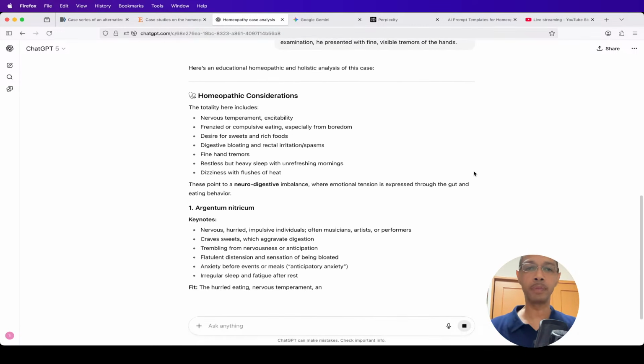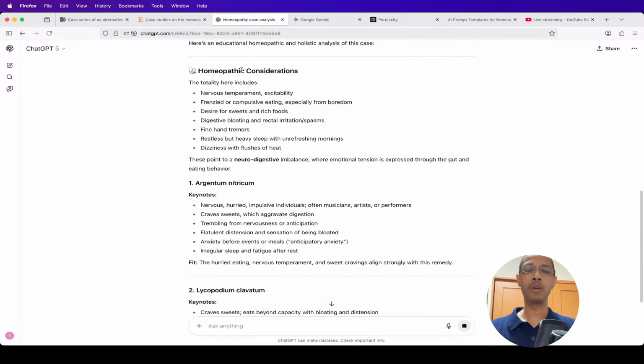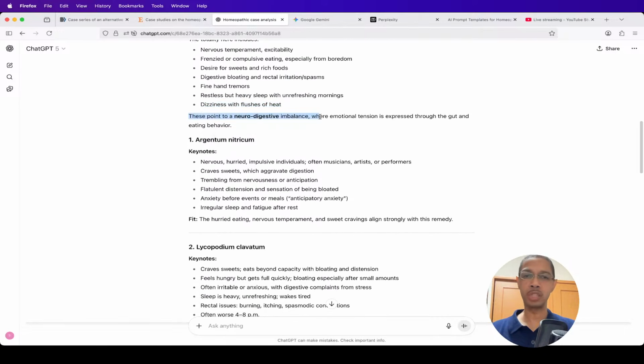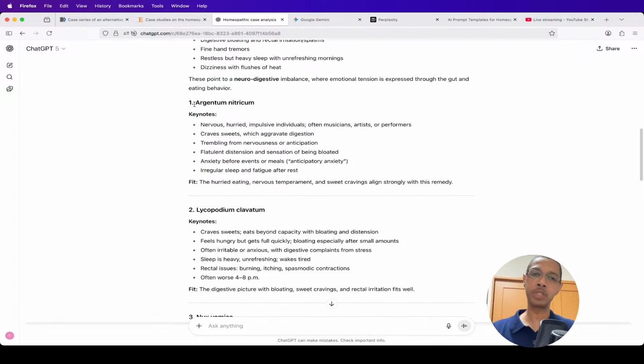And so here we go. So homeopathic considerations, it's giving some of the points, and you see it's pulled out the points from the case. Nervous temperament, excitability, frenzied compulsive eating, desire for sweets and rich foods, digestive bloating, rectal irritation, spasms, the hand tremors it picked up, the restlessness but heavy sleep and unrefreshed mornings, dizziness and flushes of heat. It's giving a suggestion here of a neurodigestive imbalance. And then it's giving some remedy suggestions.